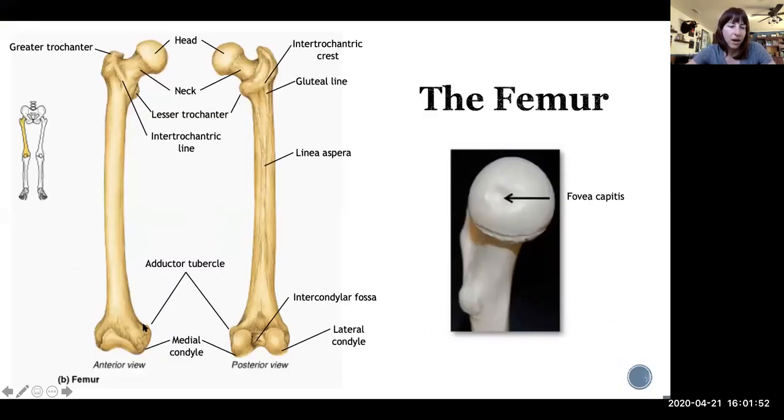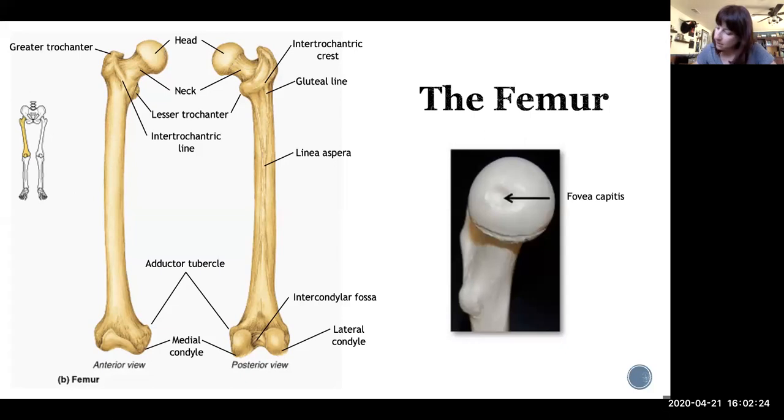All right, you've got a medial condyle and a lateral condyle, right? These are big, wide lumps at the distal end of the bone that interact with the lower leg bones to form your knee joint, okay? So linea aspera, adductor tubercle, intercondylar fossa, which is going to be the fossa right in between the medial and lateral condyles.